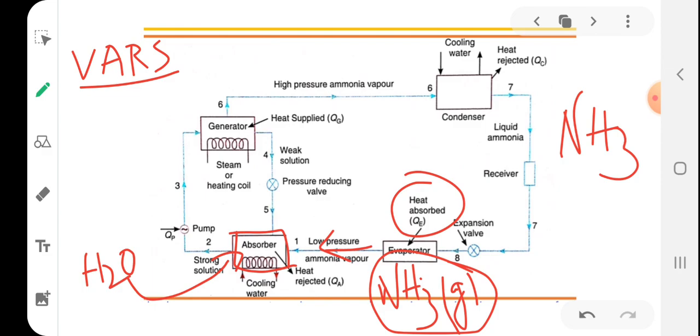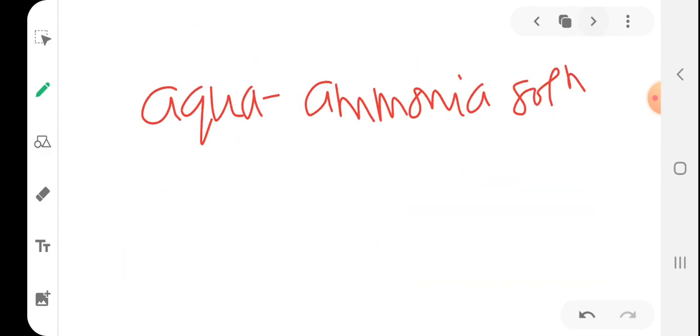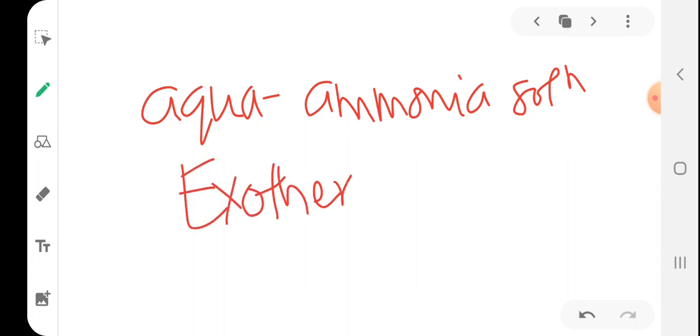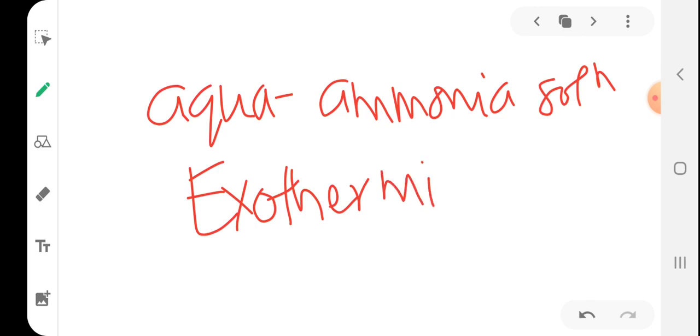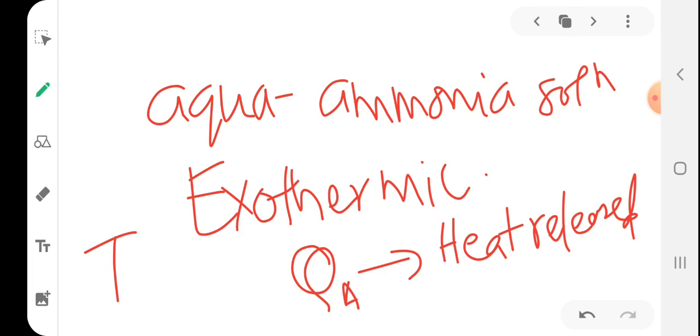So formation of the mixture means pressure is reduced, and pressure reduction means it will suck more ammonia from the evaporator, but this process is exothermic. What do you mean by an exothermic process? Exothermic process means heat is released. Heat is released from the absorber. So heat release means what happens to temperature? The temperature at the absorber rises, right?